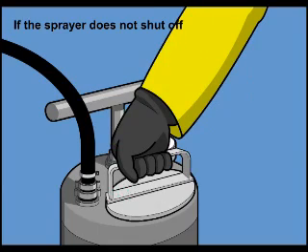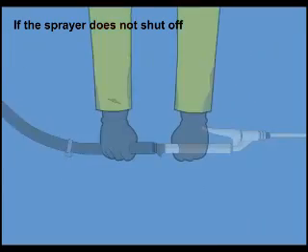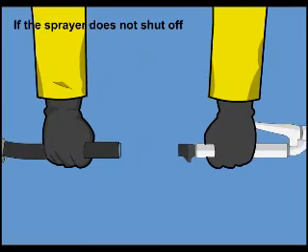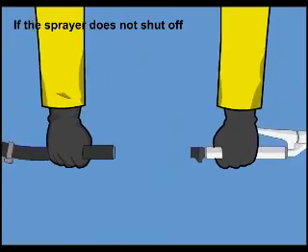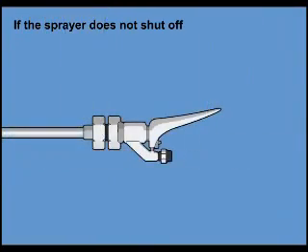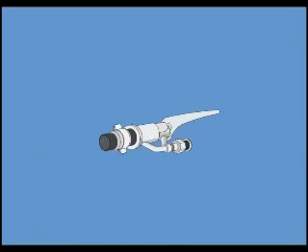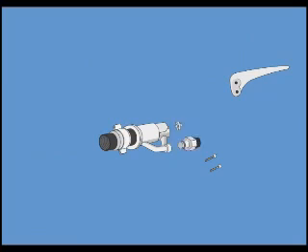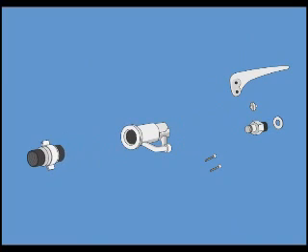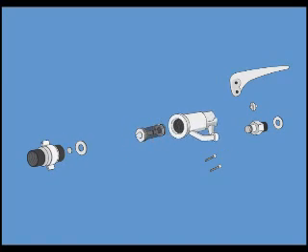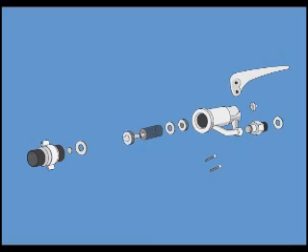Depressurize the tank. Disconnect the trigger valve from the hose. Take the filter out of the handle. Unscrew the remaining assembly to see if the spring and washers need to be cleaned or replaced.